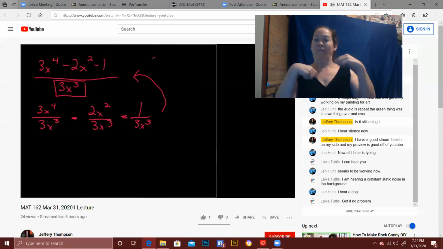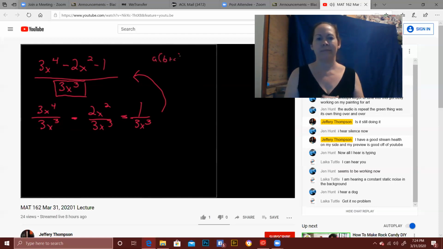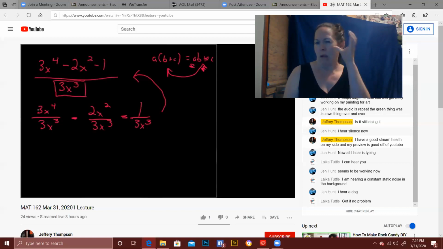A lot of our mathematical properties are reversible. The ability to distribute can be reversed. In fact, we're kind of doing that reverse distribution here. This division is taking out something that would have been distributed into one of our terms.